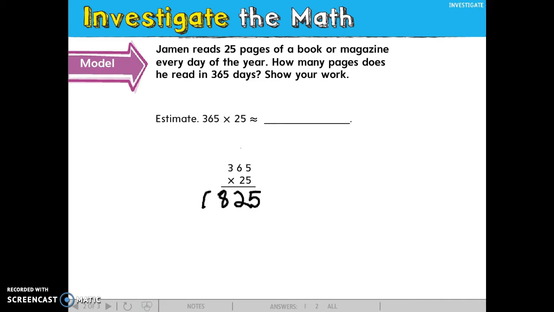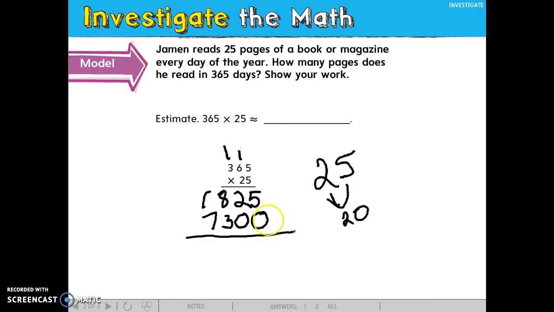Now we have to multiply the digit in our tens place, but before we can do that, we have to remember that in the number 25, the value of our 2 is 20. So when we're multiplying, instead of multiplying by 2, we're really going to multiply by 20. And to make that easy for us, we're just going to put our 0 down here. So now instead of multiplying by 20, we can just multiply by 2. 2 times 5 is 10, 0, carry your 1. 2 times 6 is 12, plus 1 is 13, and 2 times 3 is 6, plus 1 is 7.